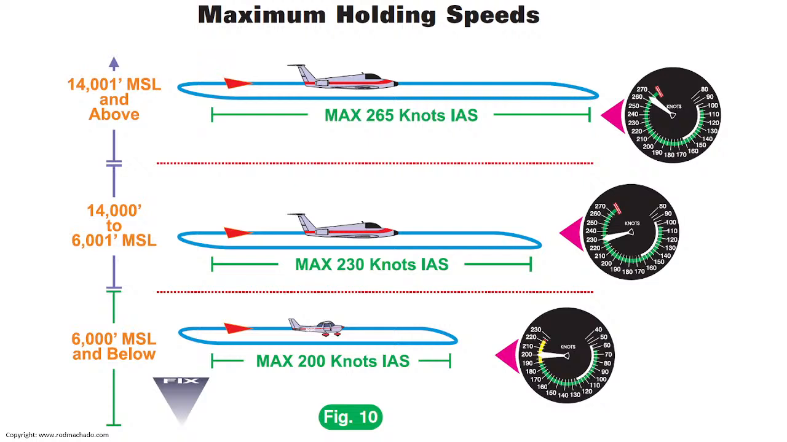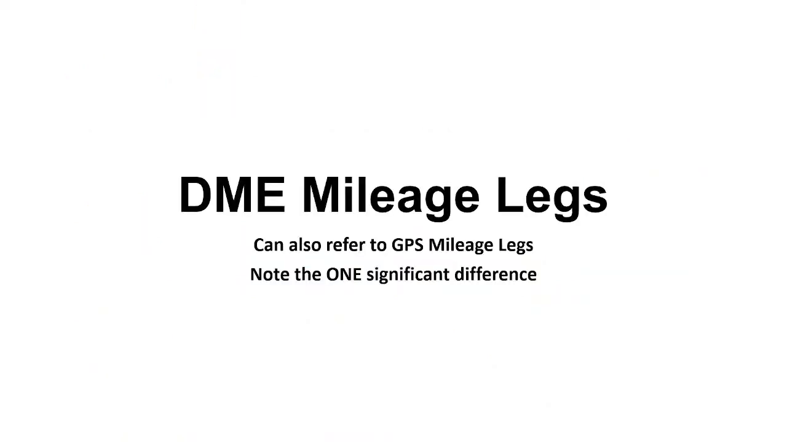All right. But for the written test, you will need to know 200 knots at 6,000 feet and below. 6,001 to 14,000, it's 230 knots, and above that, it's 265 knots. All right? This might be a dumb question, but what if you're in an aircraft that's not capable of flying slower than 265?